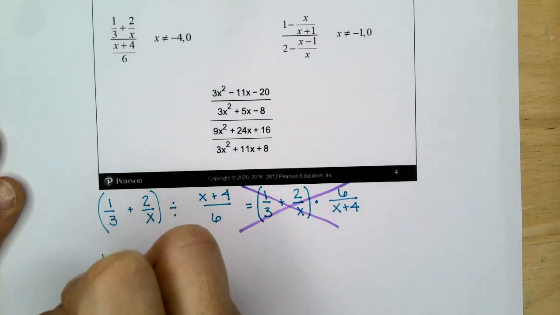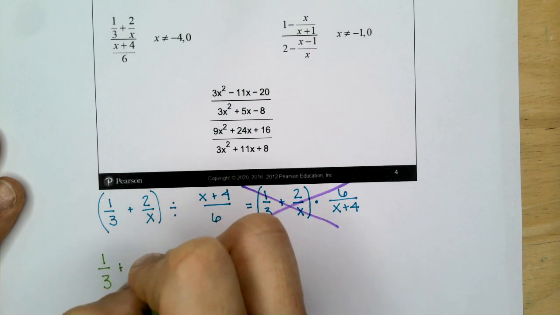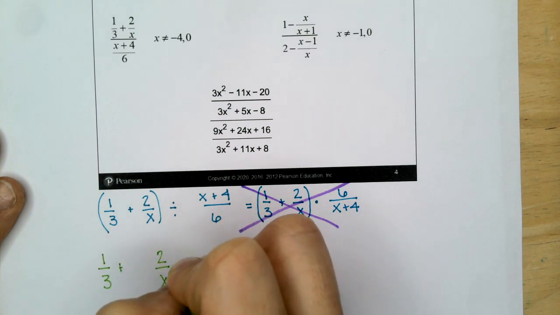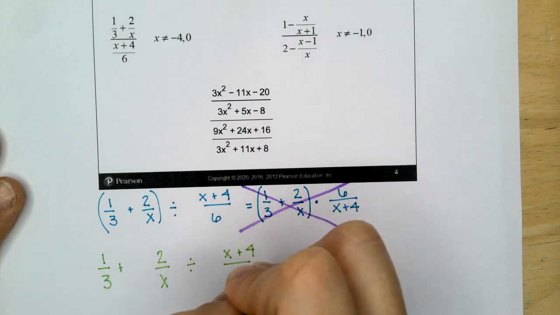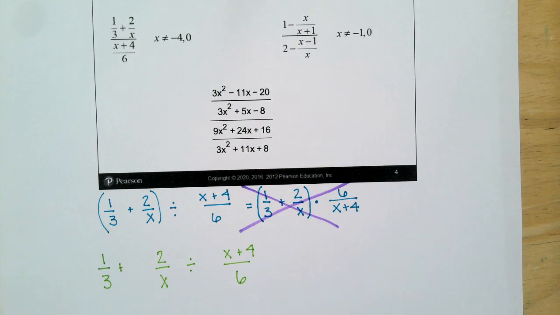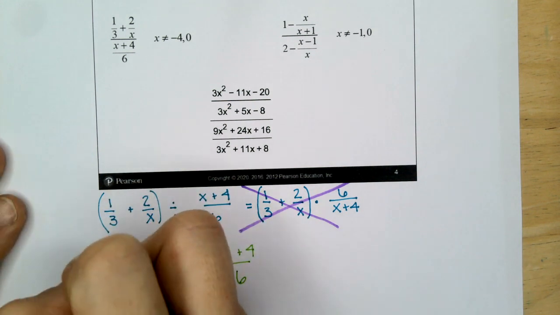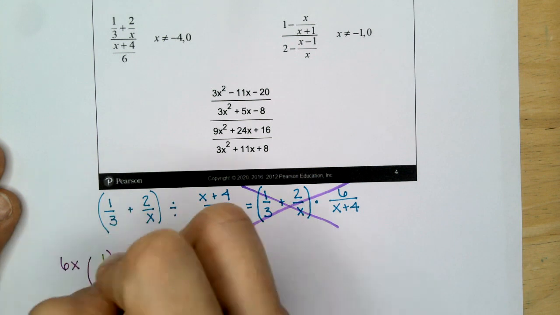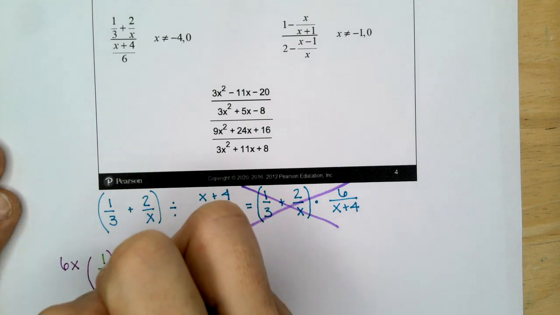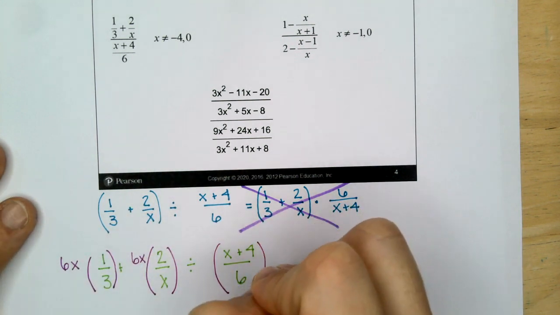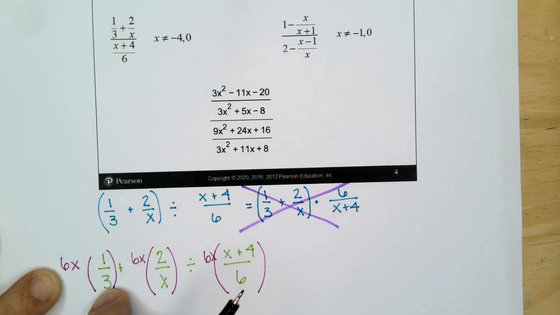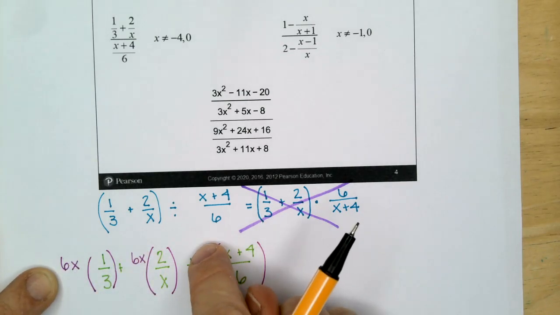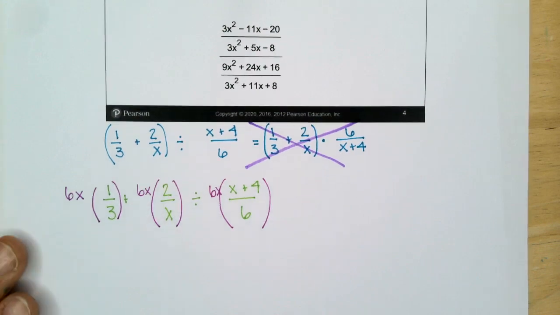So instead, we're going to say 1/3 plus 2 over x divided by x plus 4 over 6. And we're going to multiply all of these by 6x. Okay, because 6x divided by 3 is going to get rid of the 3. 6x divided by x is going to get rid of the x. 6x divided by 6 is going to get rid of that 6.